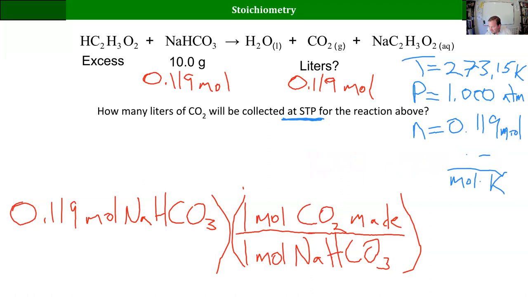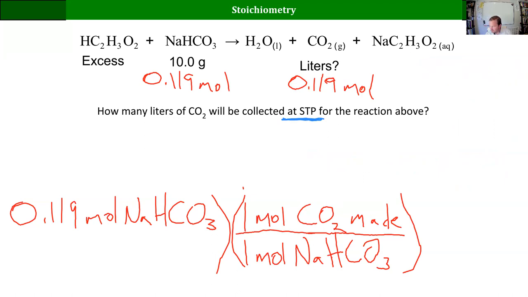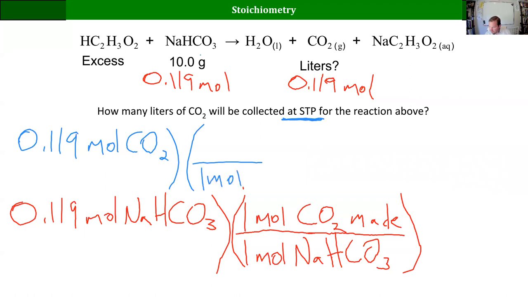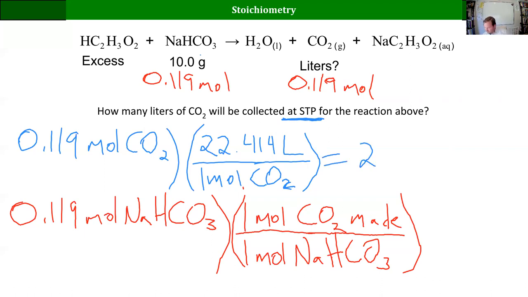Or you can take advantage of the fact that your equation sheet also has the number of liters per mole at STP on it. And then you can say 0.119 moles CO2, and every 1 mole of any gas at STP is 22.414 liters. So instead of having to use PV equals NRT, if you're at standard temperature and pressure, you can just use it as another conversion. It's just a quick way to easily get to volume here. We get 0.119 times 22.414, 2.67 liters of gas.